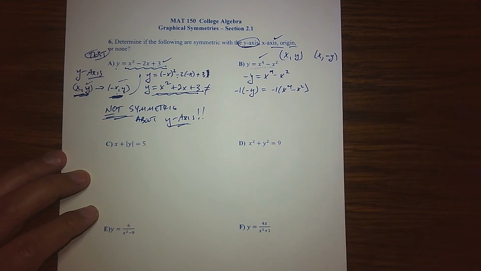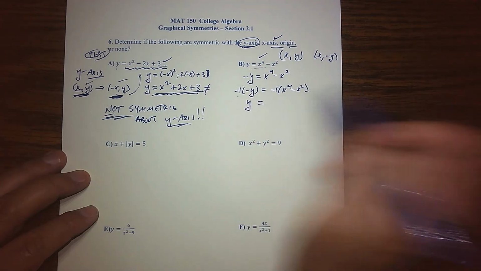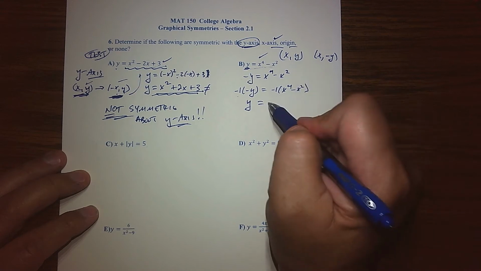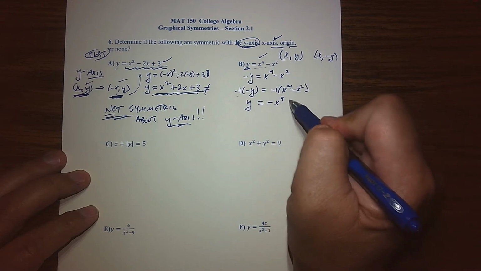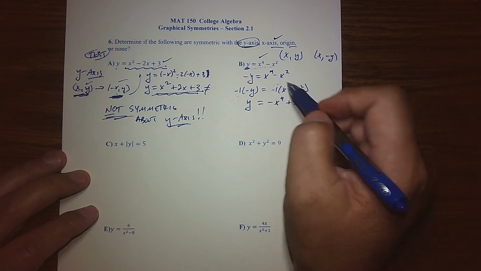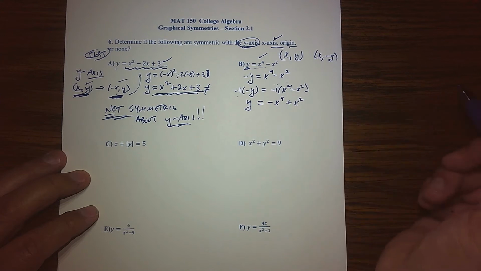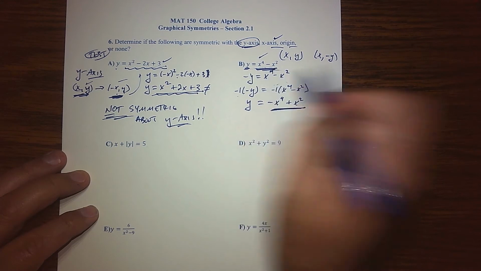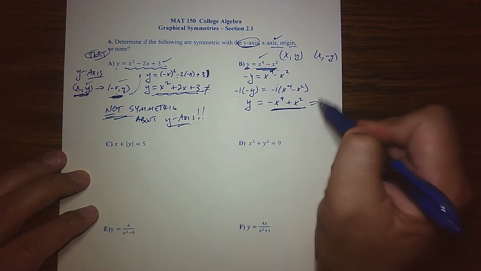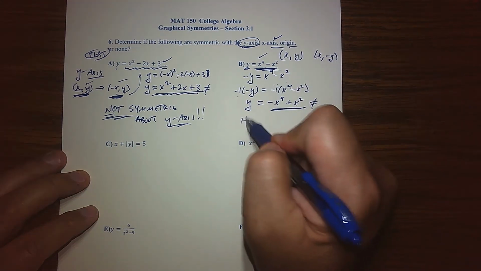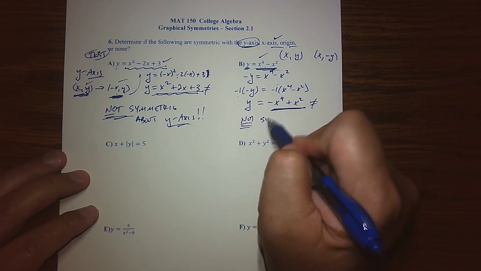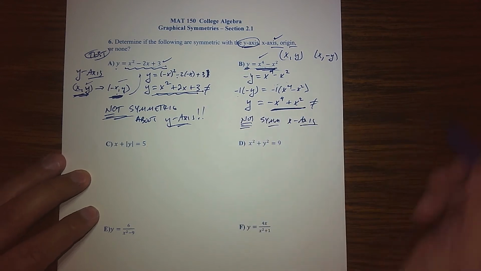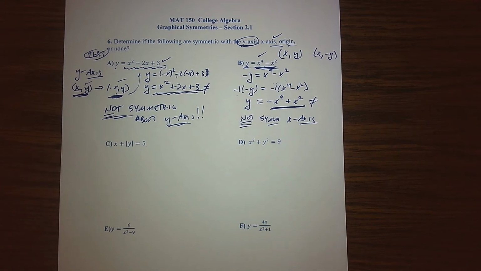Again, I said there's always some math. This gets us back to y, which is a good thing, because I want to get back to y. But on the other side, we have negative x to the fourth plus x squared minus 1 when I distribute. If you compare that to the original one, they are not equal. So I've just proved that we are not symmetric with the x-axis. Unfortunately, no go.